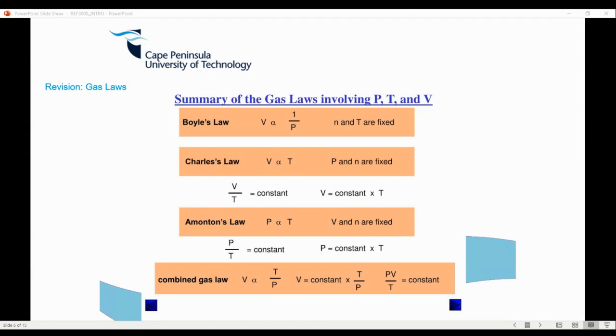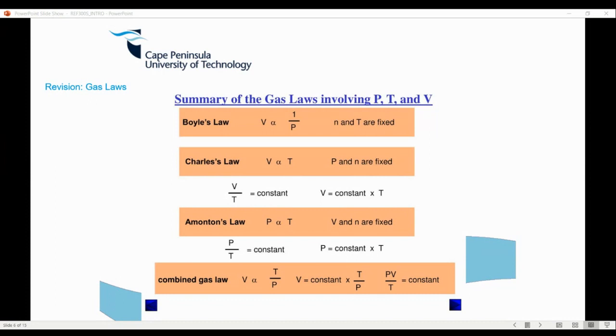Boyle's law is essentially when they fix the mass and temperature, and then look at the relationship between pressure and volume. They found that the volume is inversely proportional to pressure. So if the pressure goes up, the volume decreases, and if the volume goes up, the pressure decreases. So that was Boyle's law.